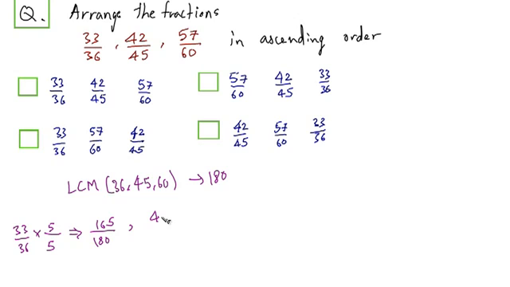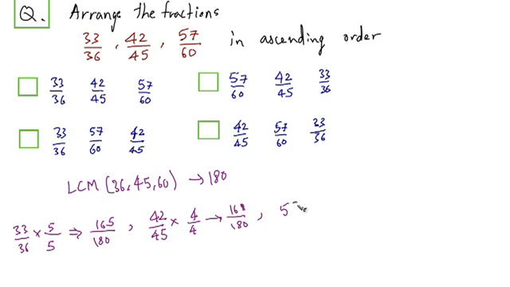42 by 45 can be converted to an equivalent fraction with 180 as the denominator by multiplying it by 4 by 4. So it gives us 180. 45 into 4 is 180. 42 into 4 is 168.